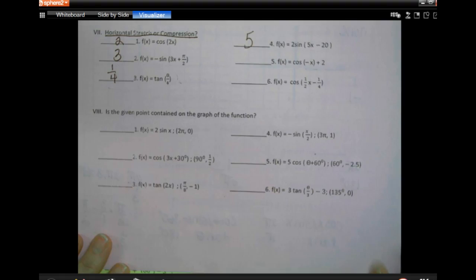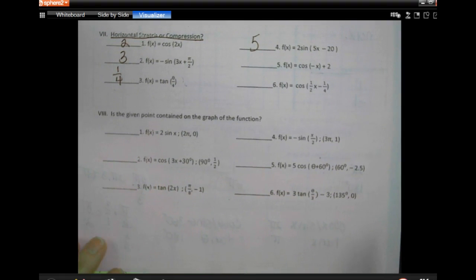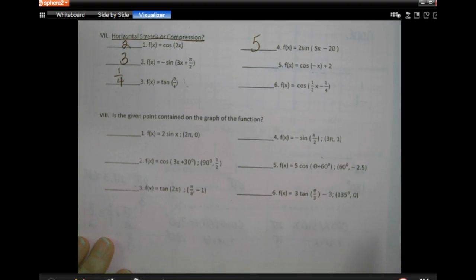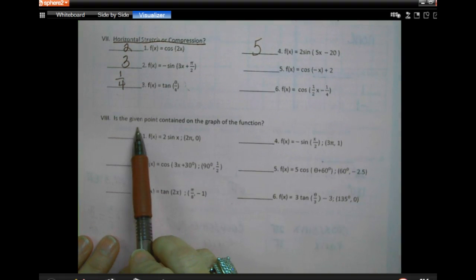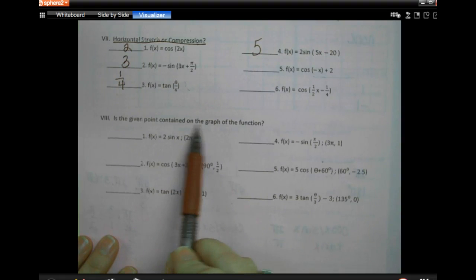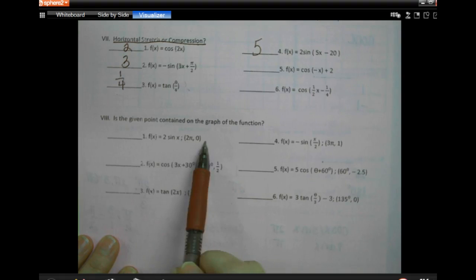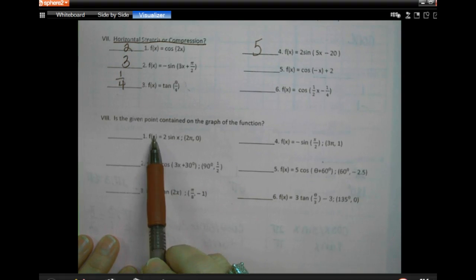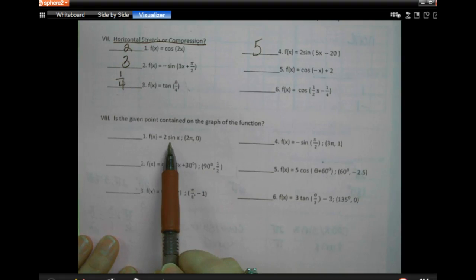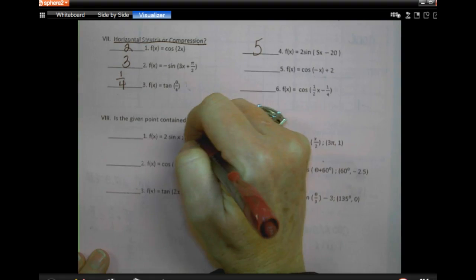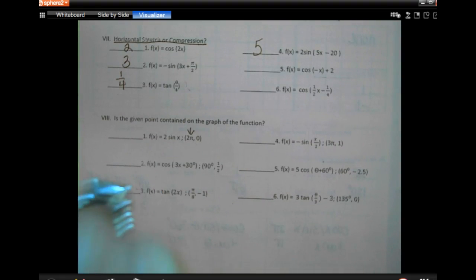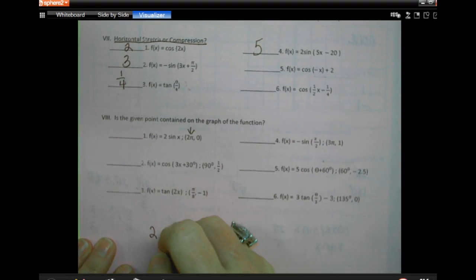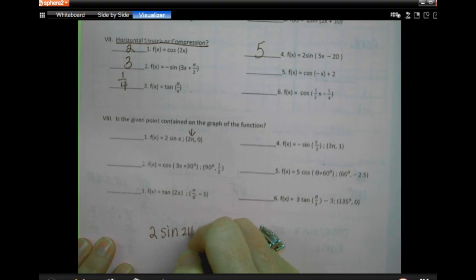Okay. So, the last one we're going to do, if you weren't paying attention, you need to now, okay? So, is the given point contained on the graph of the function? They gave us a point, and they gave us a function, and I want to know, is this point on this function? And here's how you're going to do it. You're going to take your x, and you're going to plug the x in. So I have 2 sine of 2 pi.